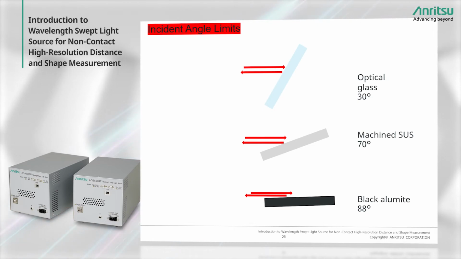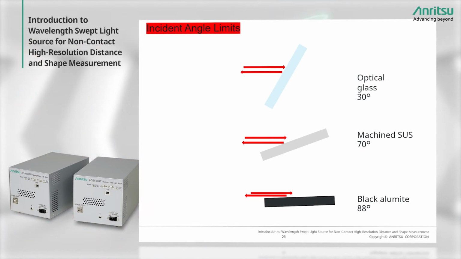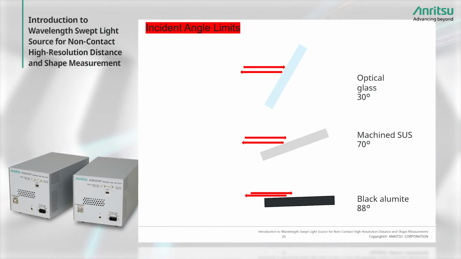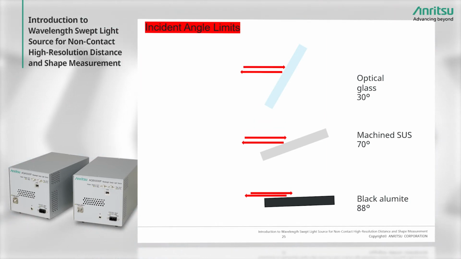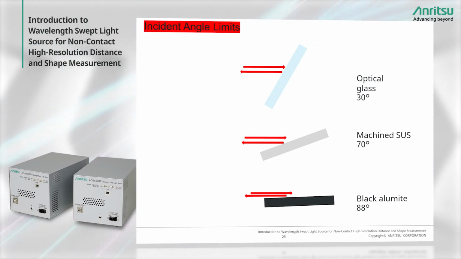These diagrams summarize the above results. Black alumite can be measured even when barely visible at 88 degrees, polished stainless can be measured at an incident angle of 70 degrees, while optical glass can be measured at 30 degrees.